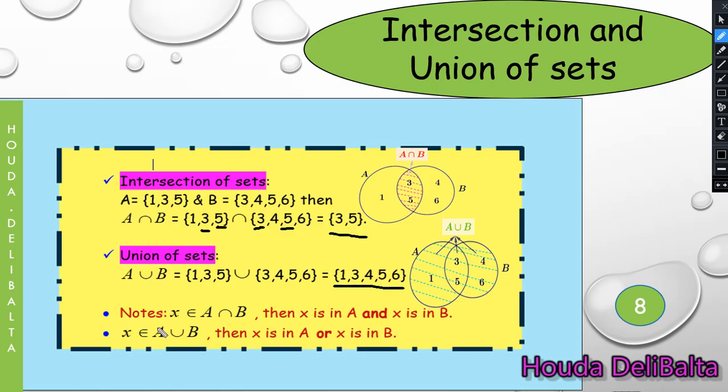So to sum up, we say that X belongs to A intersection B. So an element is found in the intersection of two sets if this element is found in A and in B at the same time. While I say that an element belongs to the union of two sets, that means that X is either in A or in B. So when I talk about intersection, I talk about the common elements in both sets. When I talk about the union, I care about elements in A or in B without repeating the common elements.